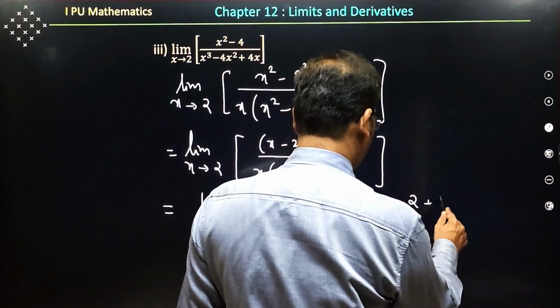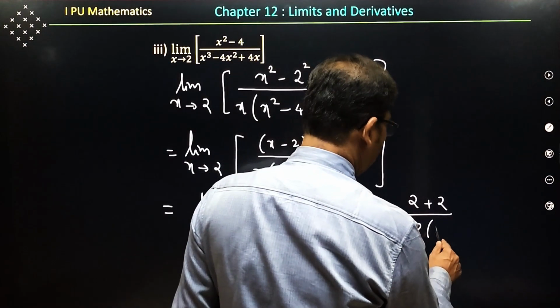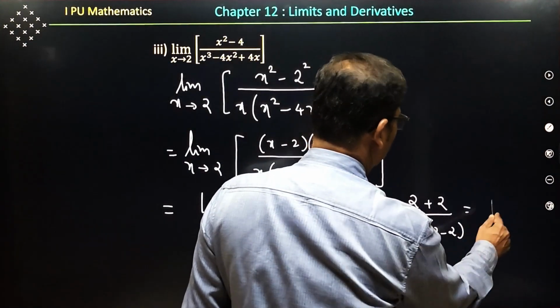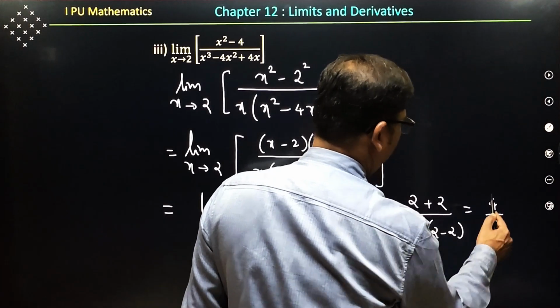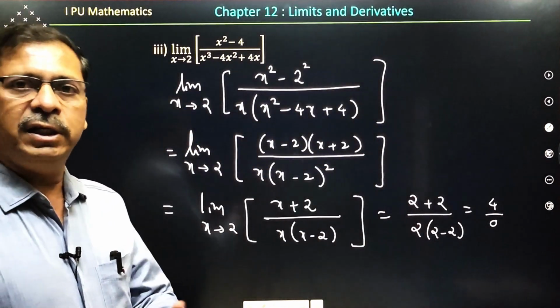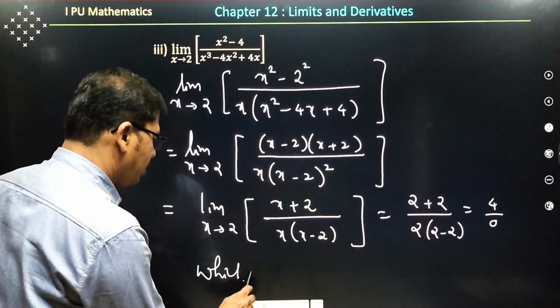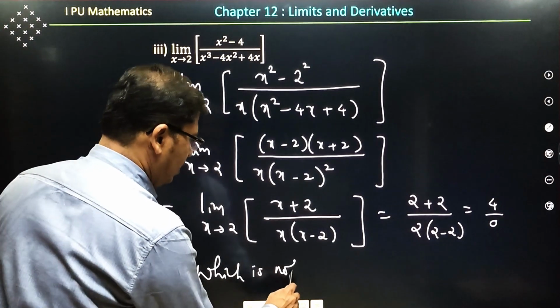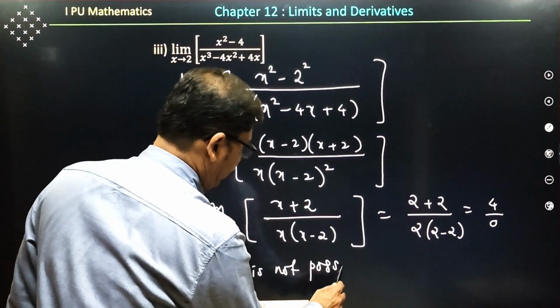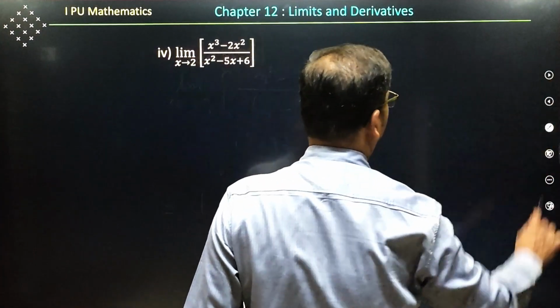2 plus 2, 4 divided by 2 into bracket 2 minus 2, which is nothing but 4 divided by 2 into 0 is 0. See, anything divided by 0 is not possible. It is meaningless here. Which is not possible.